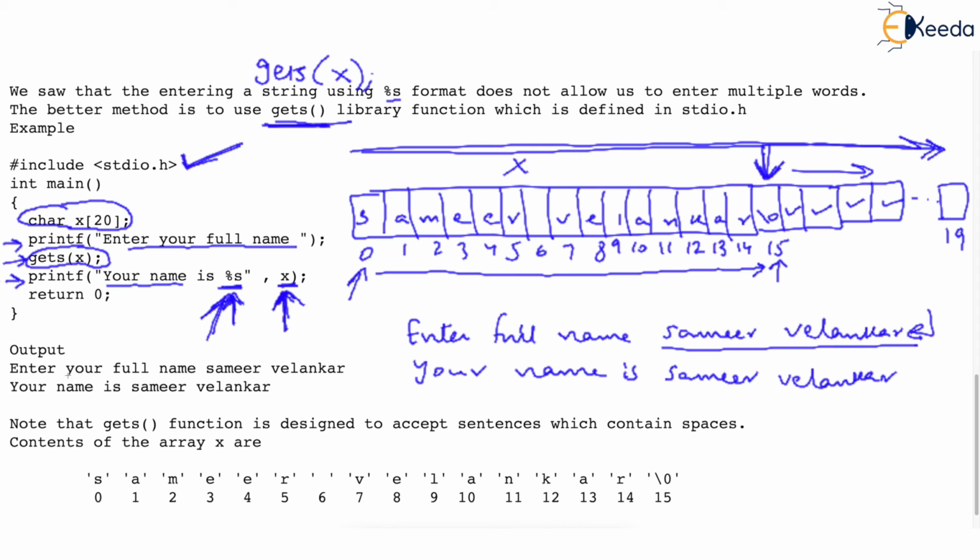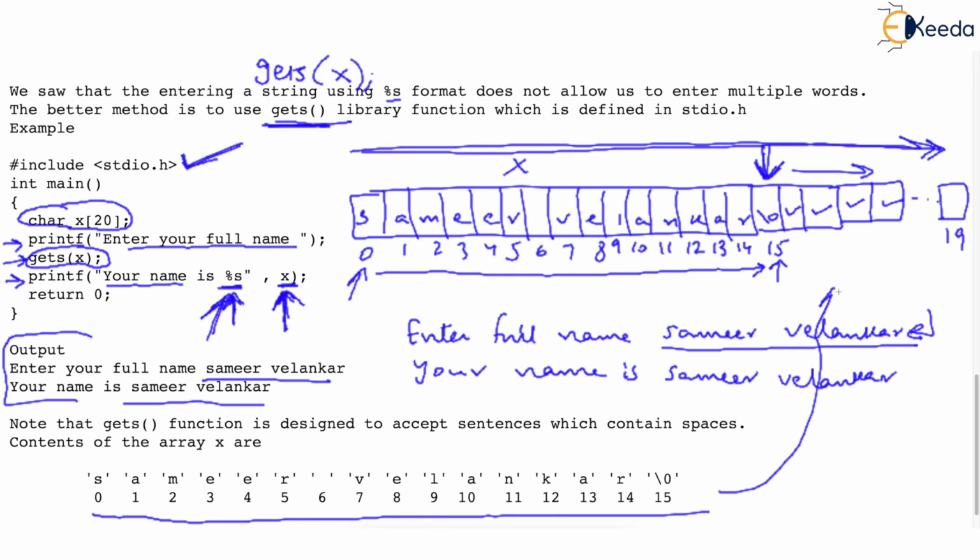By the way, you can check the sample output here. The user gave the full name and the full name was really printed. That proves that to enter a full name which contains spaces, you have to use gets. Also, observe the internal representation of the array as I have shown above. You can see that the 15th position is \0, and after that the 16th, 17th, 18th, 19th positions were not used at all.